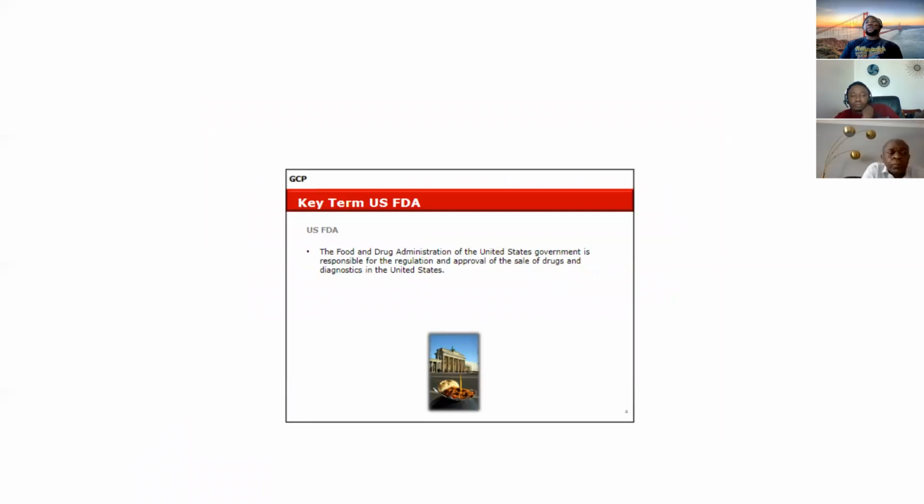Key term, US FDA. The Food and Drug Administration in the United States government is responsible for the regulation and approval of the sale of drugs and diagnostics in the United States.